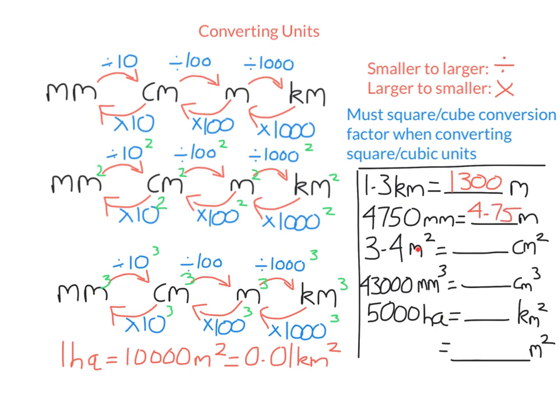So now let's look at converting square units. I want to go from meters squared to centimeters squared. Meters squared to centimeters squared, I times by 100 squared, which is 10,000.